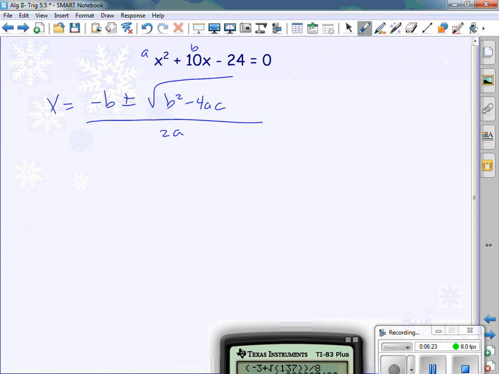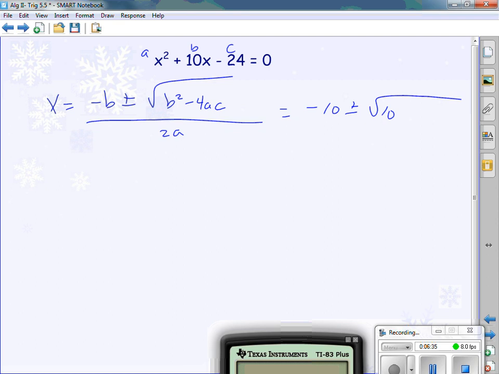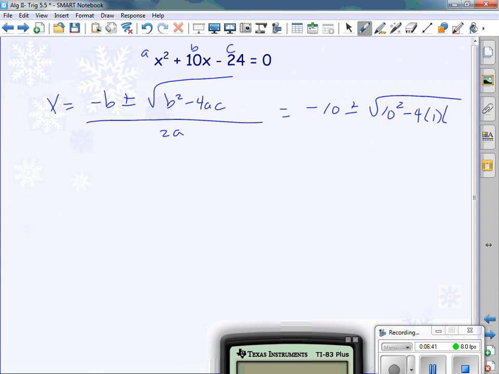Negative, what's b? 10. Plus or minus square root, what's b? 10 squared minus 4, what's a? 1. What's c? Negative 24. All over 2 times what's a? 1. All I've done is substitute in. Some of you made the mistake of substituting in the wrong numbers. Negative 10 plus or minus the square root of something all over what's 2 times 1?